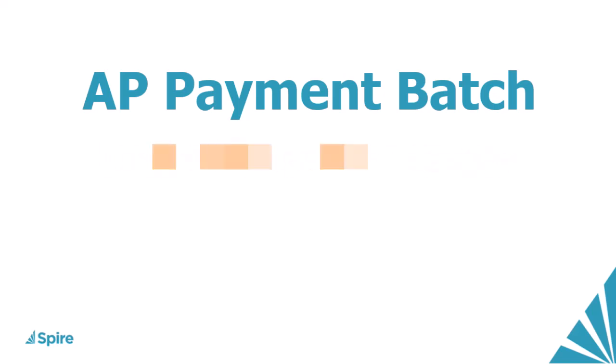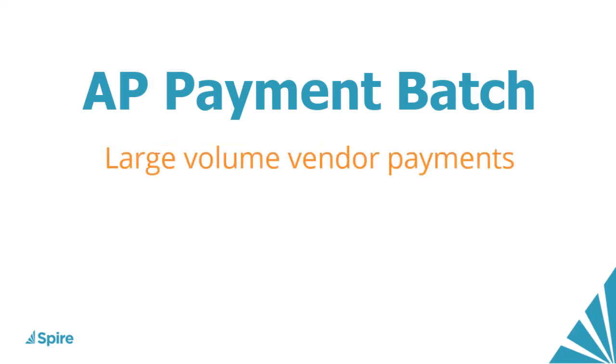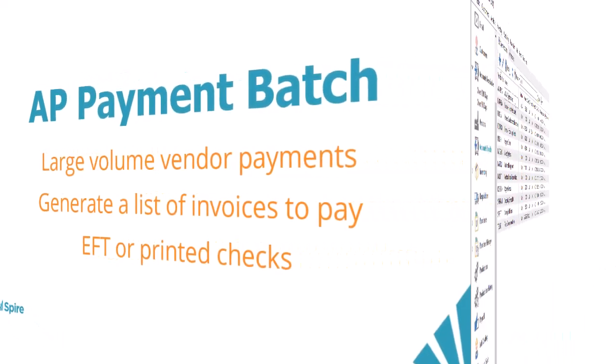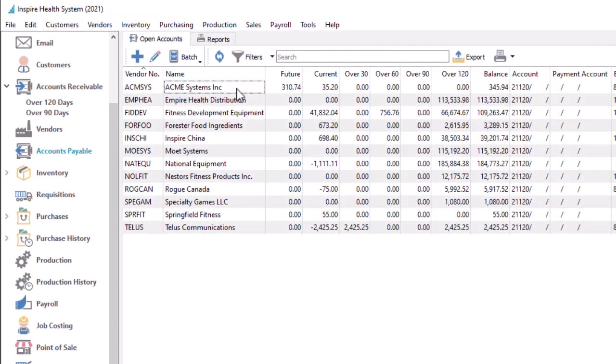When you need to pay multiple vendors and invoices in larger volumes, Spire has a batch payment process to generate a list of invoices and pay them all at once, using electronic fund transfers or printed checks. In the Accounts Payable module, a batch procedure can be started that pays more than one vendor at a time.